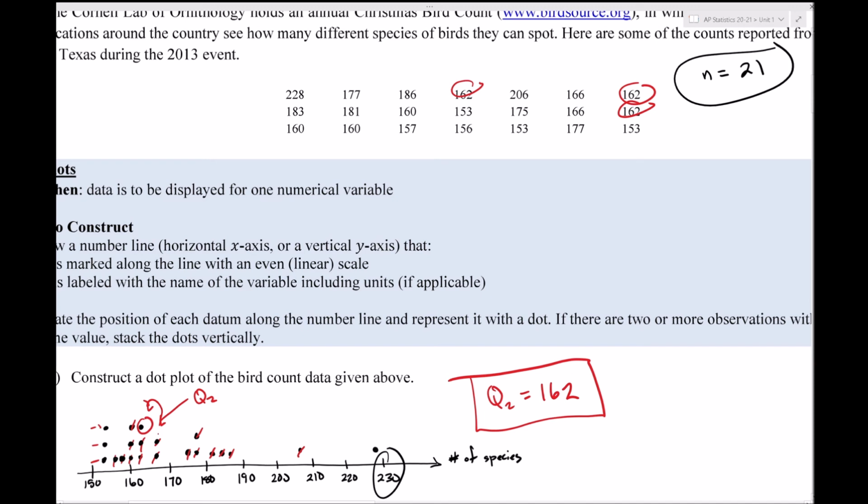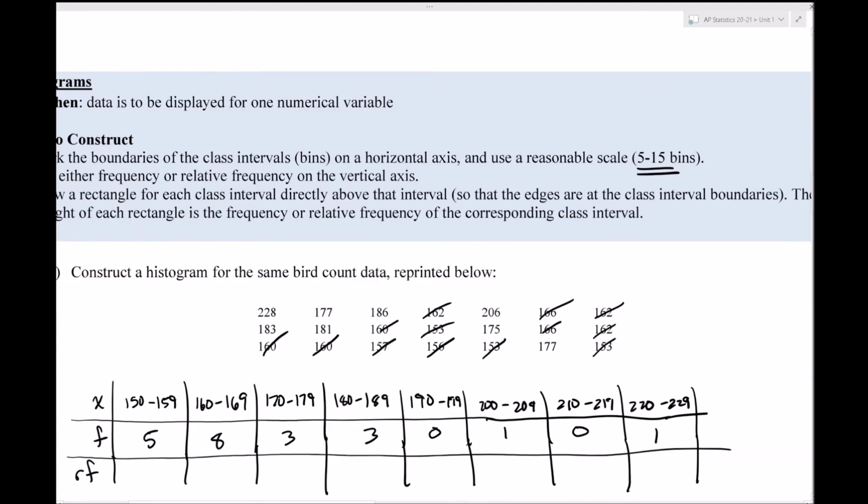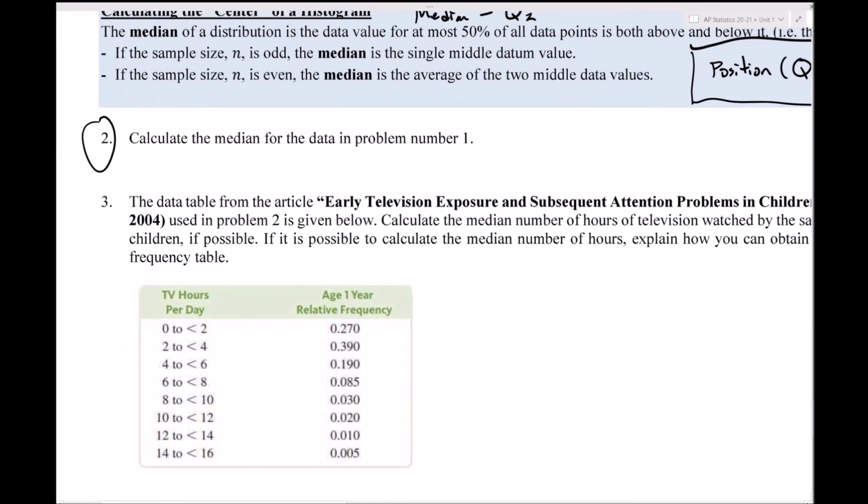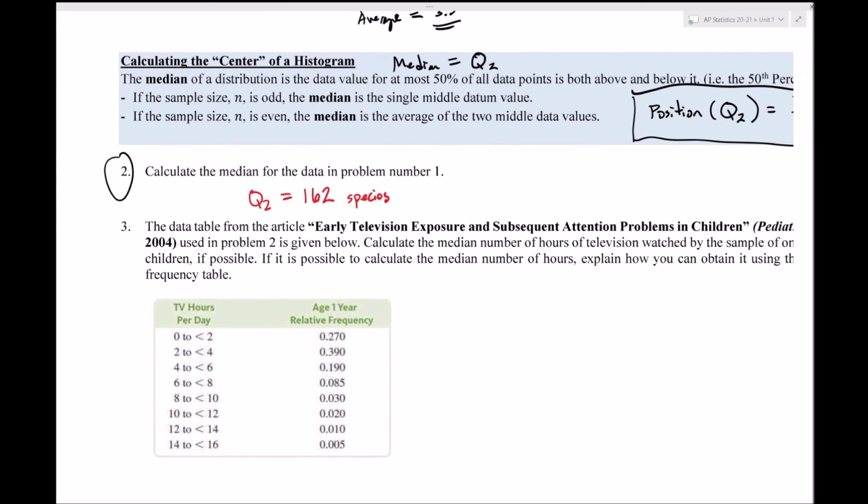Now, what's the surefire way to make sure that you get it right? You're going to order these data values from ascending, or from least to greatest, or you can do that in descending order from greatest to least, and then you literally count, find where the 11th one is, and it should be 162. So that's our Q2. So I'm going to write that here. I'm going to report it where they wanted it. Quite a bit of scrolling. So the median for that data set, Q2, which is median, is equal to 162, and that's species if you remember the context for that particular problem. And that's literally how we find the median for a data set.